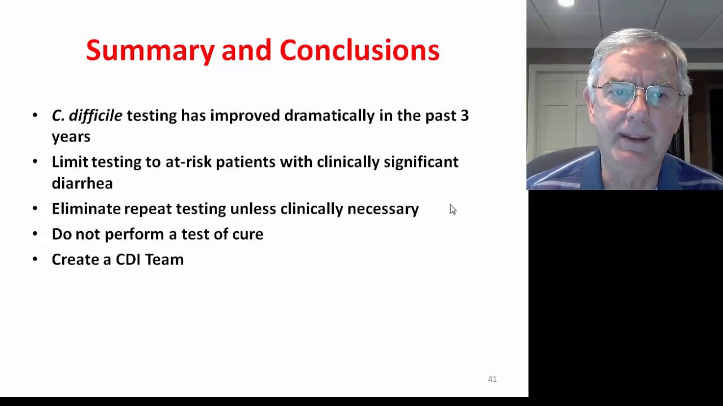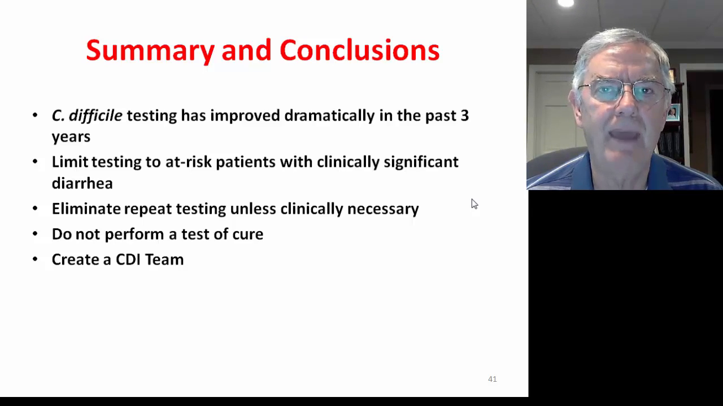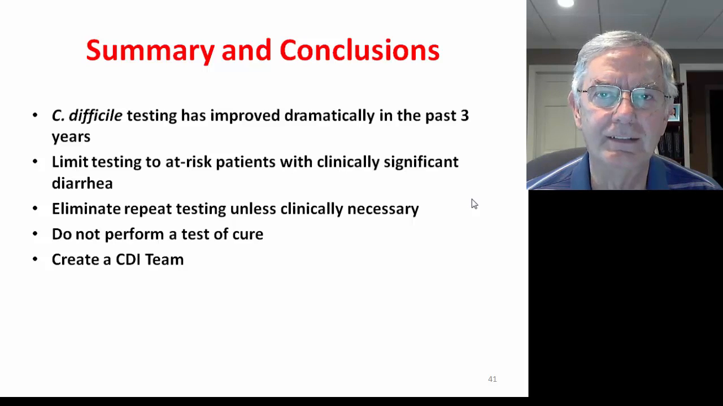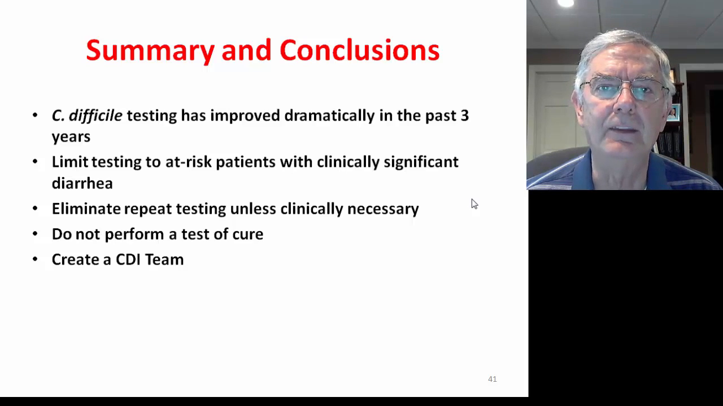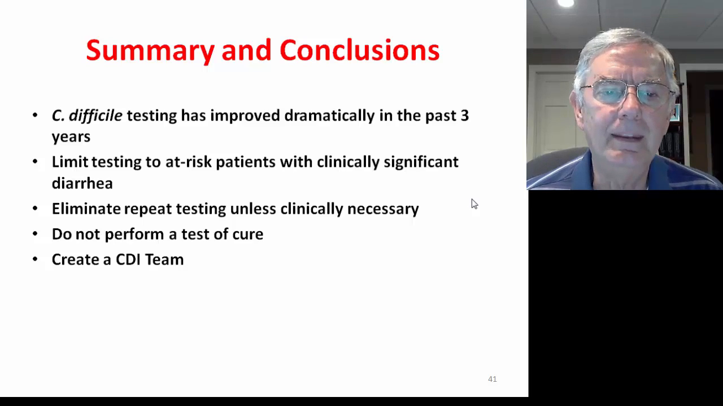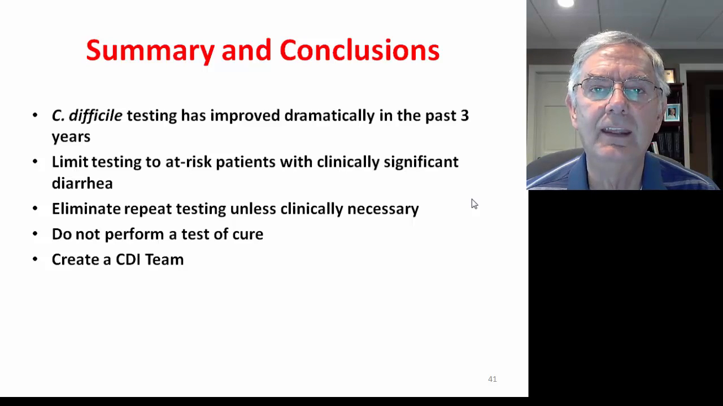So what we've talked about today is that Clostridium difficile testing has improved dramatically just in the past 3 years. And we're seeing great improvements in sensitivity and specificity, particularly with the addition of PCR as a test or by the use of an algorithm using GDH, toxin, and the PCR. Limiting the testing to only at-risk patients with clinically significant diarrhea is absolutely essential. Eliminating repeat testing unless it is clinically necessary, and not performing a test of cure.